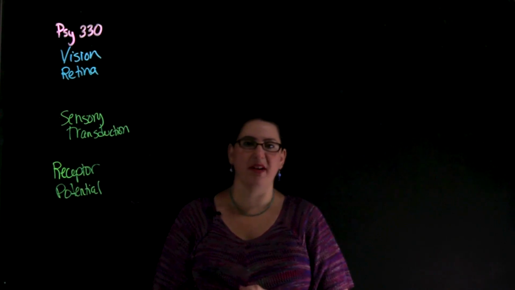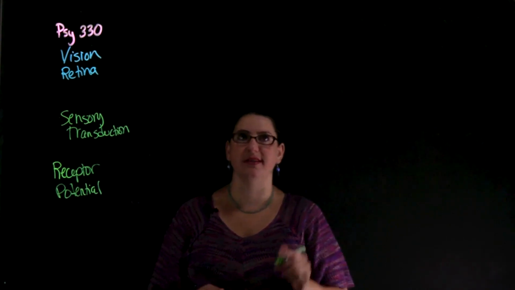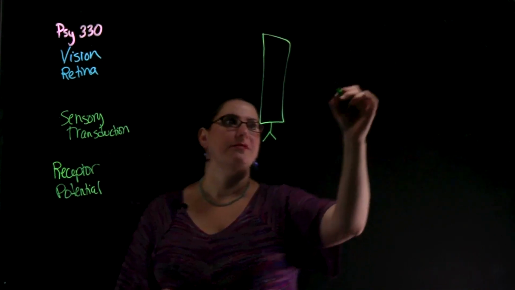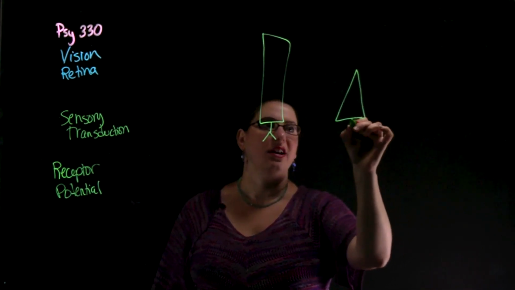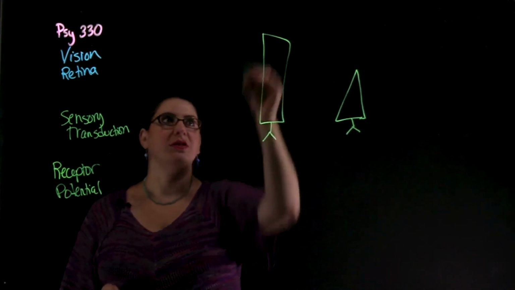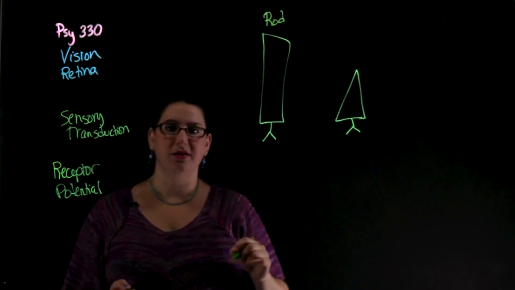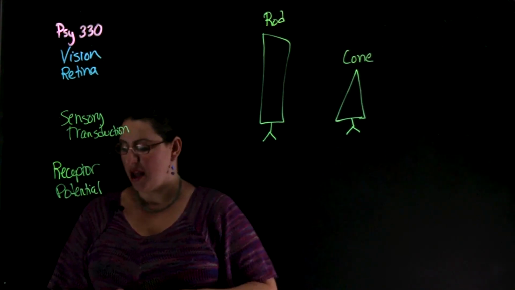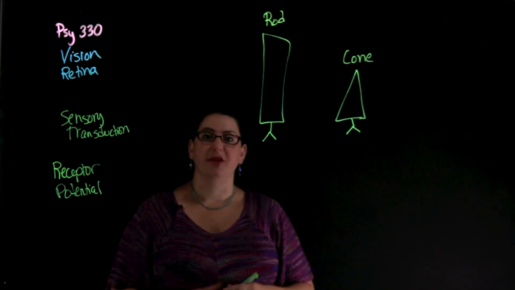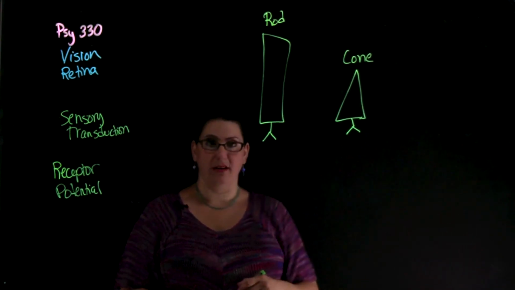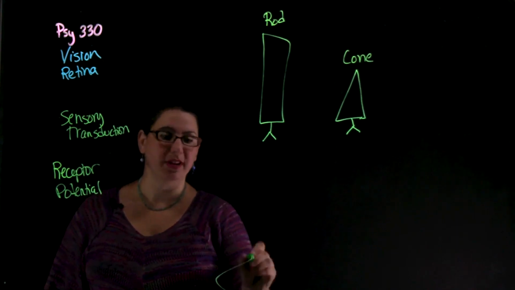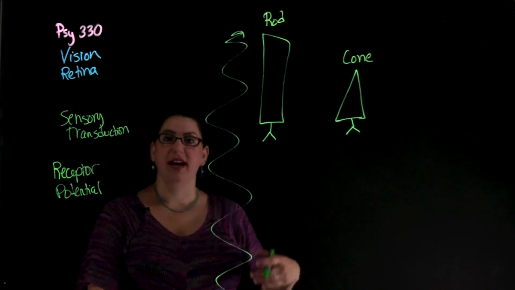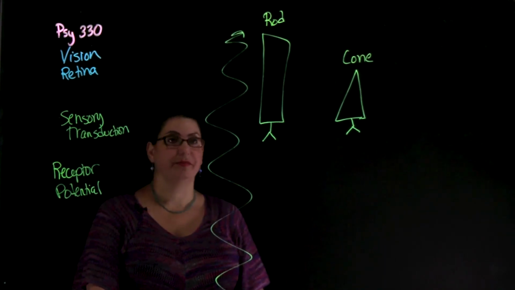So let's first talk about how the receptor potential happens in the visual system. Our receptor cells in the visual system are called photoreceptors, and they come in two flavors, rods and cones. The rod is called a rod because it looks kind of like a rod, and the cone is called a cone because it looks kind of like a triangle or cone. The rods and cones, the photoreceptors, are located at the very back of the retina. So light has to pass through multiple layers of cells before it can get to the back of the retina and stimulate the rods or cones.